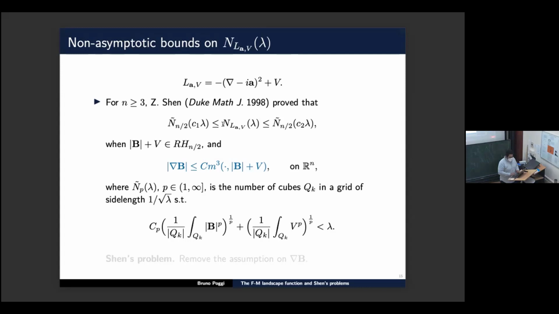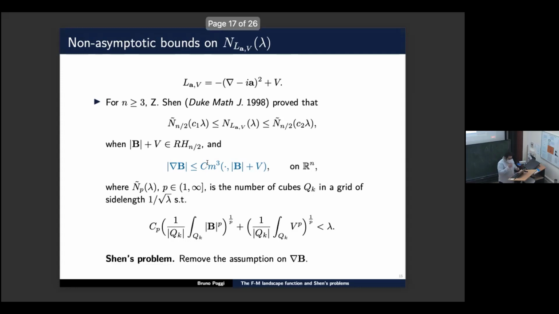So he's saying, to bound the eigenvalue counting function, just count these things, and that gives you these non-asymptotic bounds. But he has that B plus B is in reverse Hölder class, which is the natural condition you want to make if you're using the critical radius function. So that's fine. But he also asked for this condition in blue here on the gradient of the magnetic field. As you see, this is a quantitative condition on the gradient of the magnetic field, which is one more derivative than what should be asked, and then the critical radius function appears here. So this is hard to verify, and essentially the only examples known were positive polynomials.